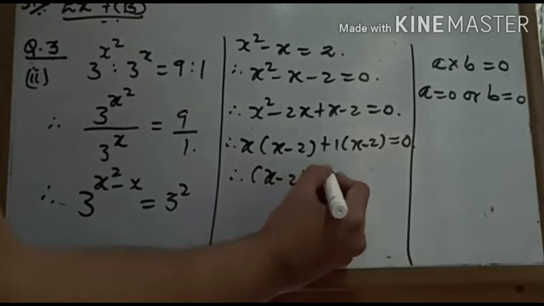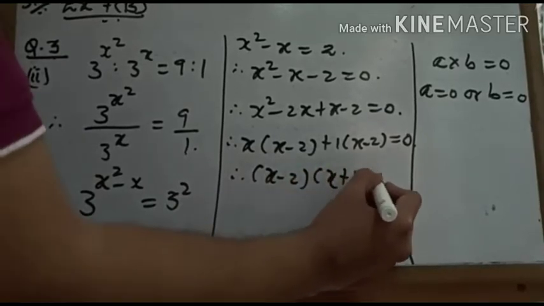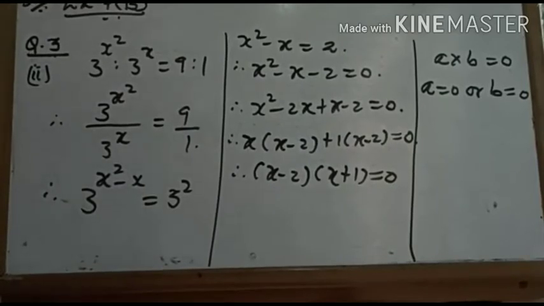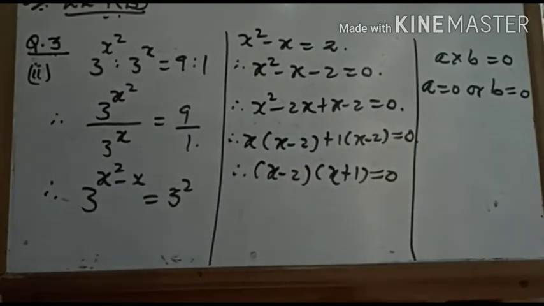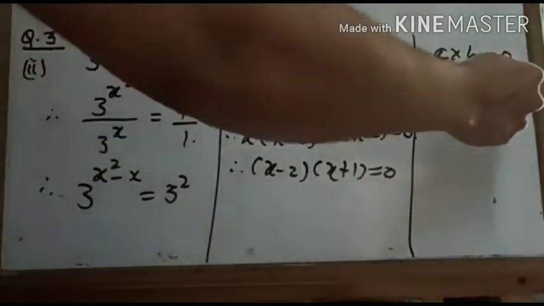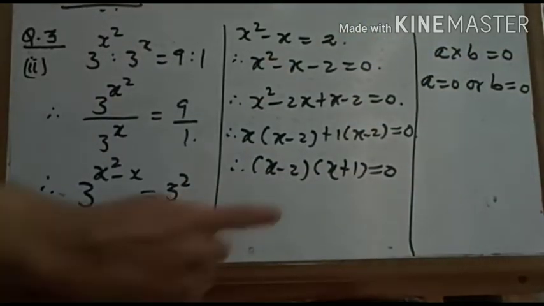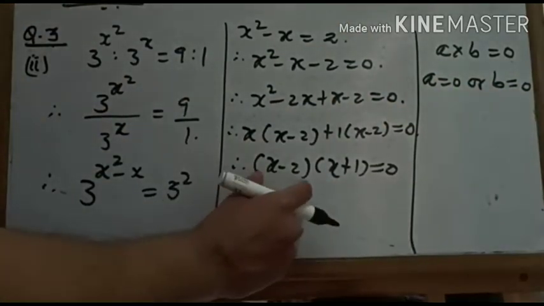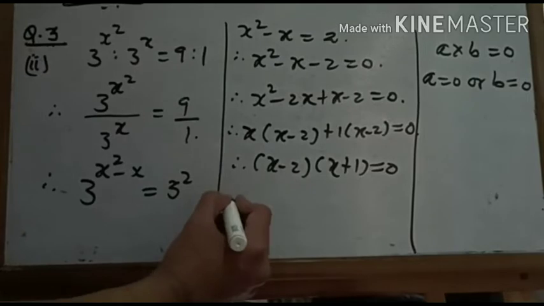(x - 2)(x + 1) = 0. My dear friends, this entire part we have already studied in much detail in chapter number 5, the left hand side. Now we are going to make use of this particular concept. If the product of two numbers is 0, then either the first number is 0 or the second number is 0. So here the product of two numbers, the first number is x minus 2.